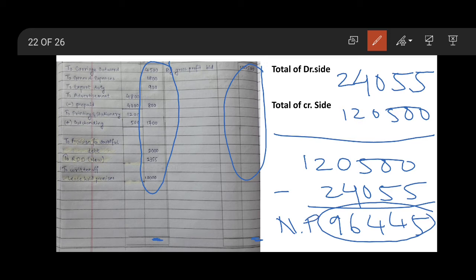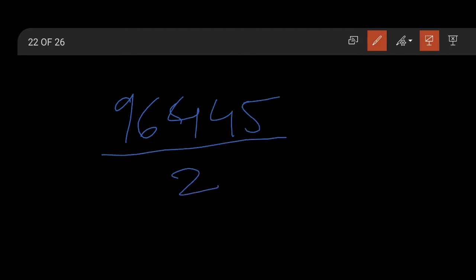This net profit will be written here 96,445. Now this net profit is distributed amongst two partners, writing here to net profit, Meera and Madhav. So this 96,445 will be divided amongst the two partners in the profit sharing ratio, but here the profit sharing ratio is not mentioned, therefore it will be divided equally. See how we divide it. Net profit is 96,445, so it will be divided among two, that means divide by 2.